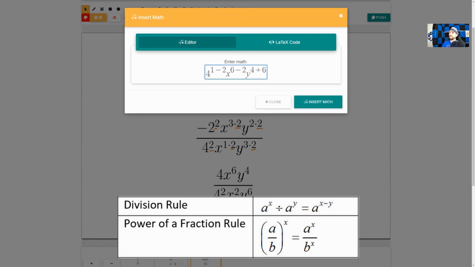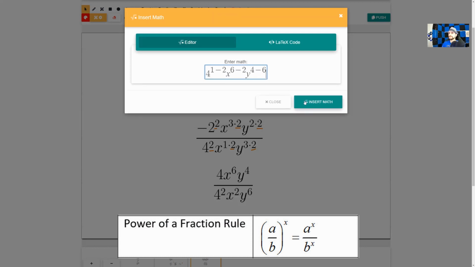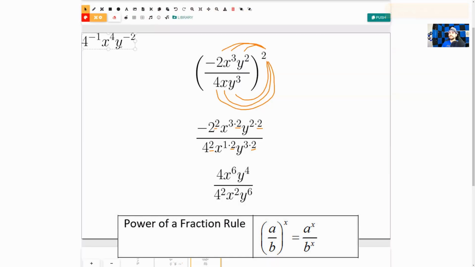I'm going to get rid of this full fraction nonsense. So 4 to the 1 minus 2 is 4 to the negative 1. 6 minus 2 is 4. 4 minus 6 is negative 2. So this is our solution if we're allowed to use negative exponents.